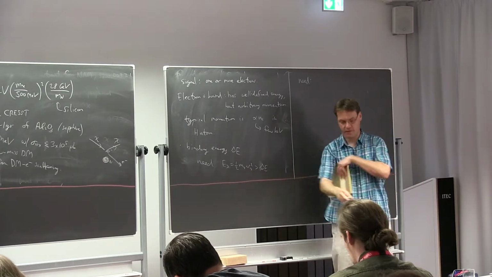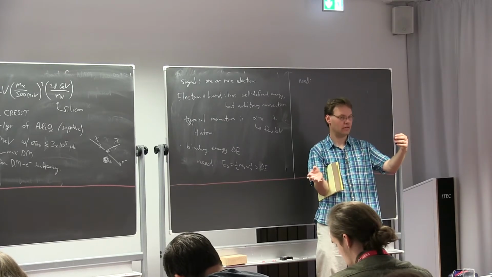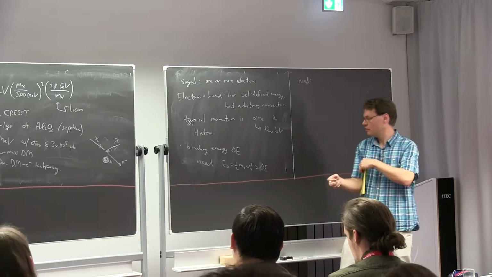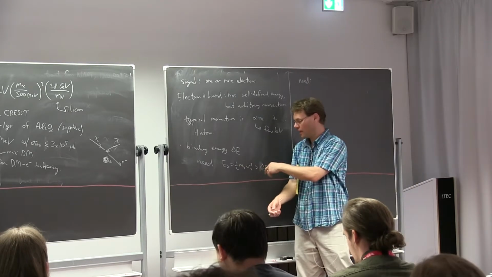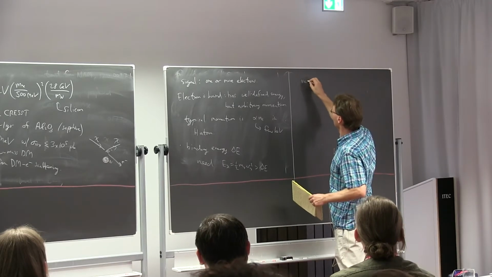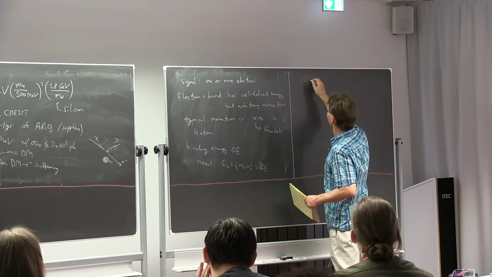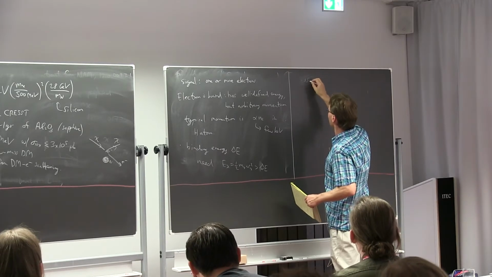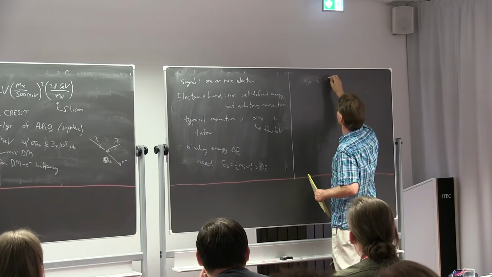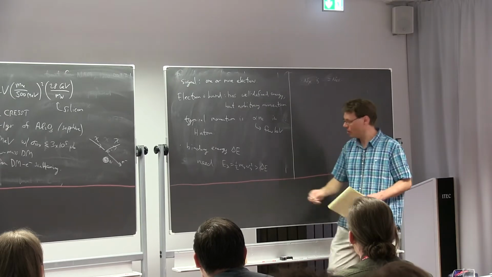Really, you've got the dark matter moving, and the Earth is also moving. The largest velocity that the dark matter can have is the escape velocity, but let's be a bit more optimistic.